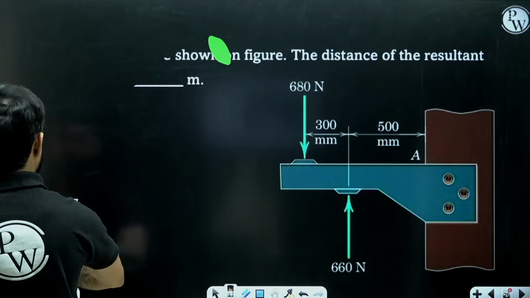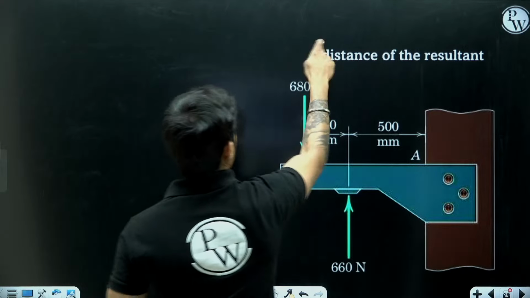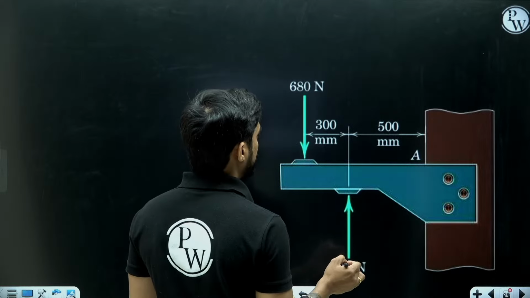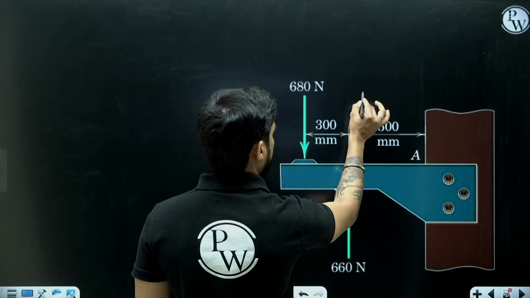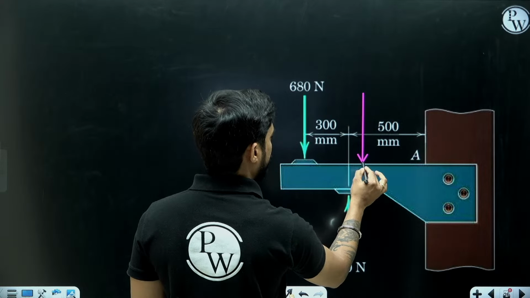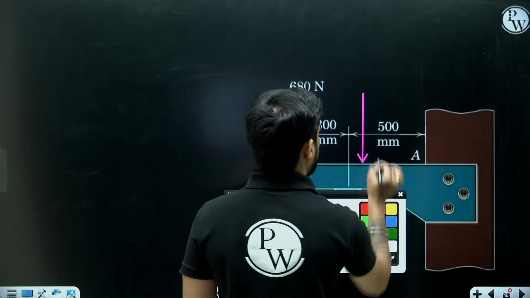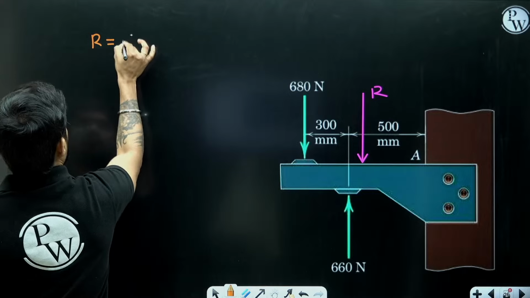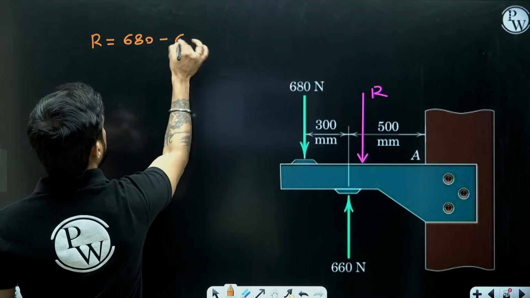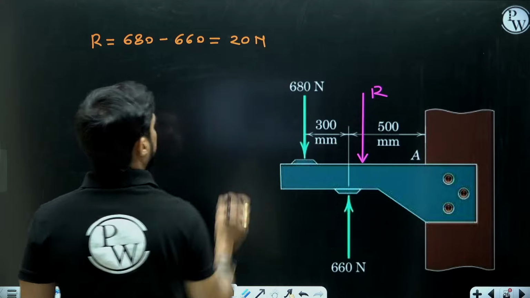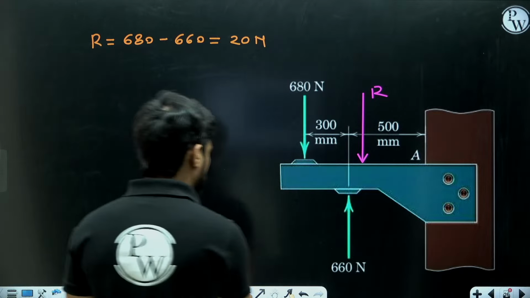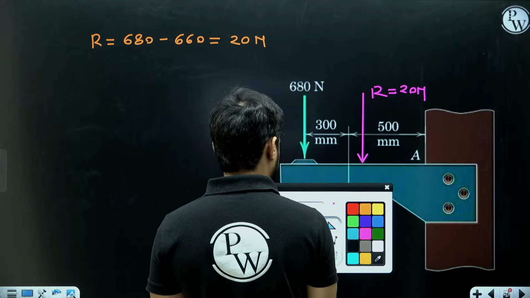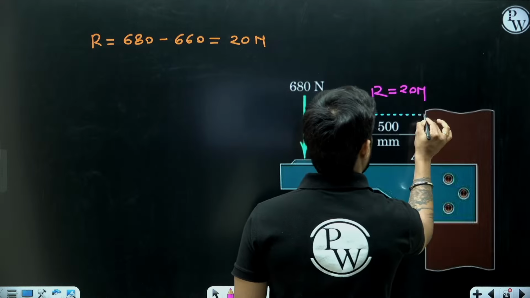So first I will find the resultant force. So the resultant force R will be equal to how much? The resultant force R will be somewhere here. I don't know where it will act, so I am just applying it here. So this is R, and R will be equal to 680 minus 660, which means 20 Newton. So I have got the value of R, 20 Newton. And let's say it is acting at a distance x from A.